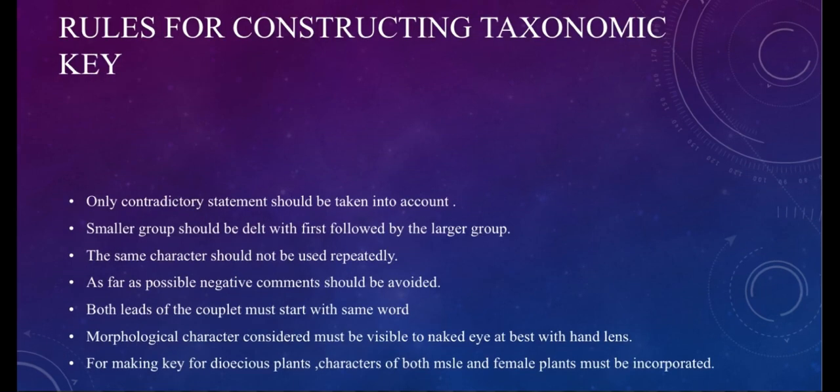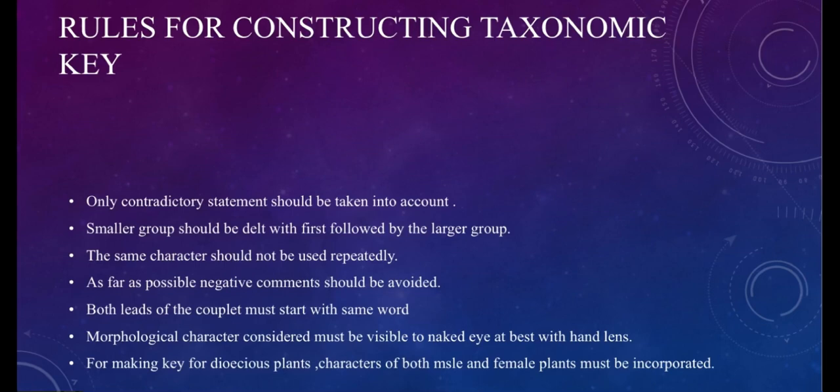The next one is rules for constructing a taxonomic key. Only contradictory statements should be taken into account. Smaller groups should be dealt with first, followed by the larger group. The same character should not be used repeatedly. As far as possible, negative comments should be avoided.